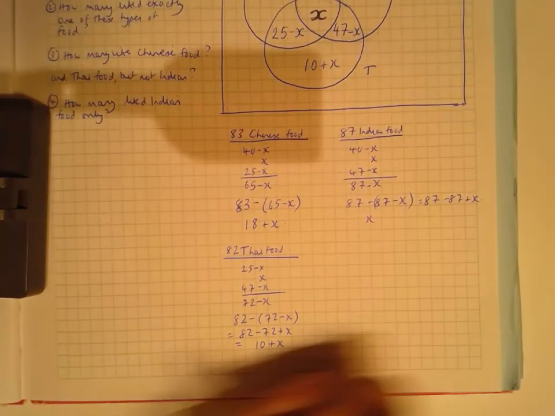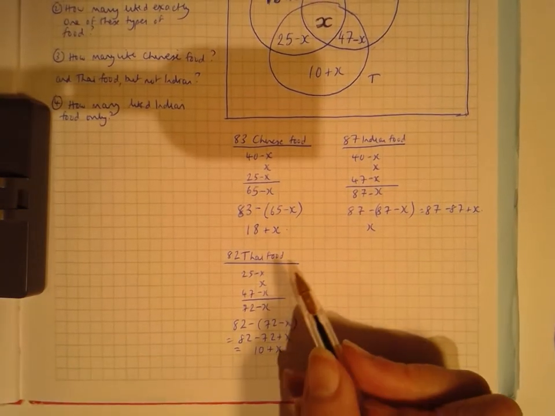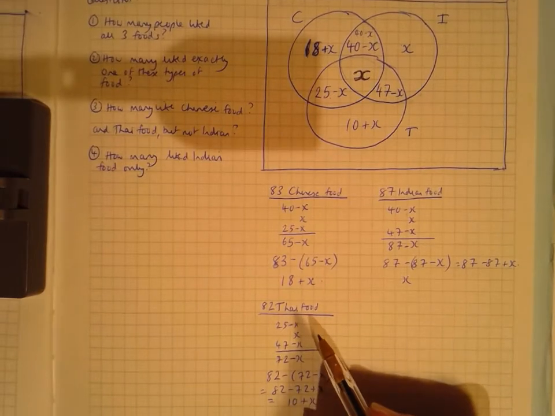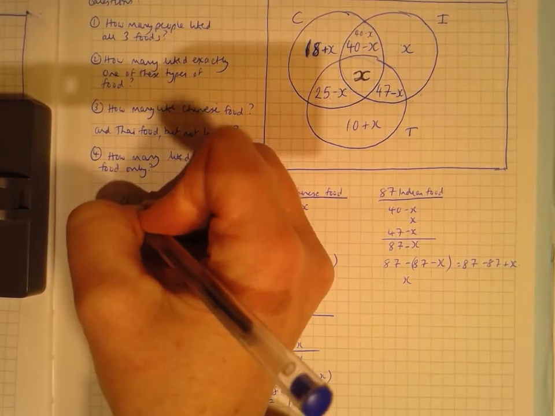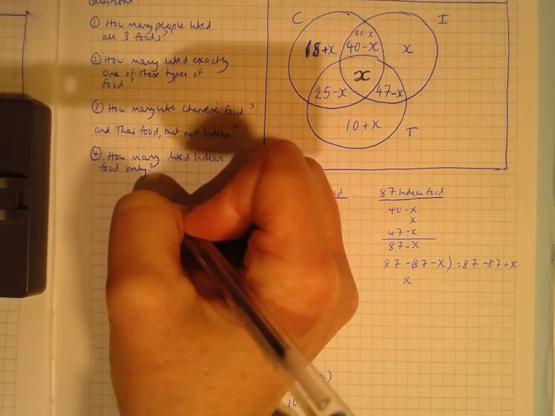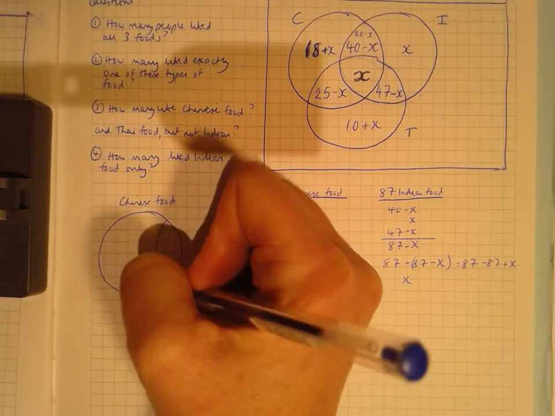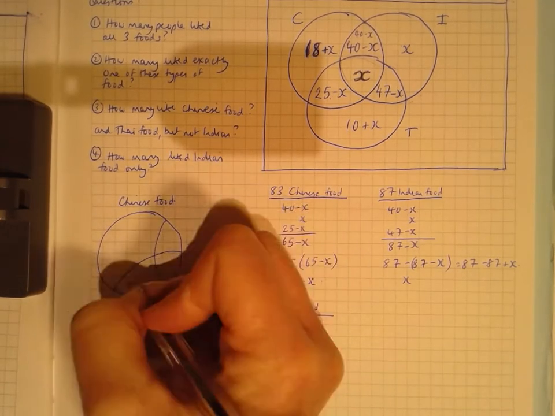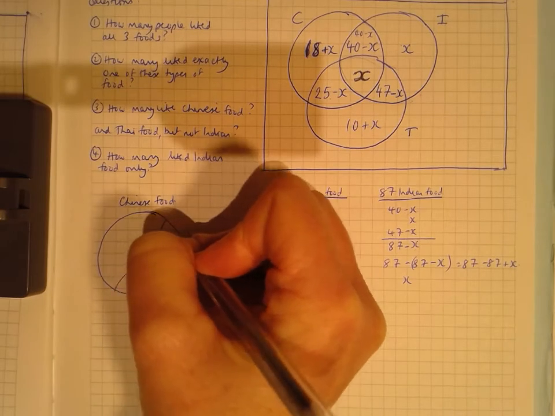Okay, now let's just go through that again quickly, because even I made a mistake because I wasn't thinking straight. Must have been all the talk of food. Let's talk about the Chinese food again. In that whole circle, let's just draw it here. We have got 25 minus X, and 40 minus X.